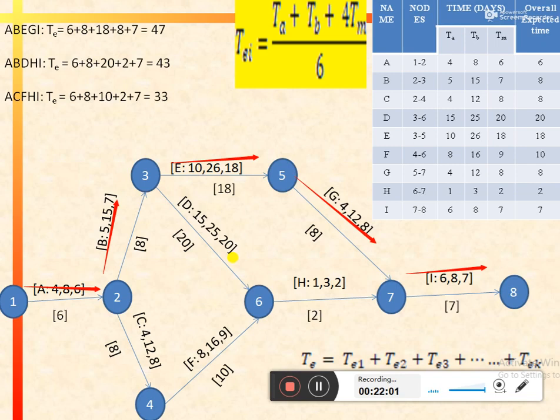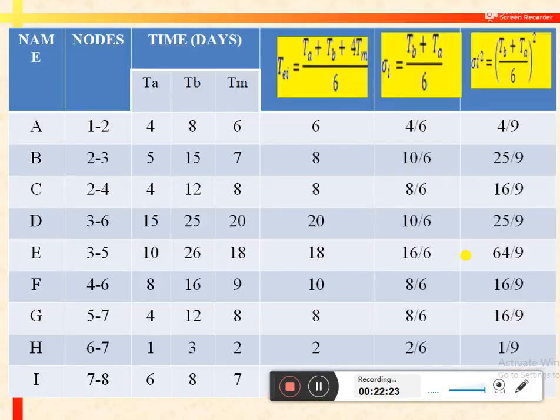So the management would focus on these critical activities and on this critical path, and would try its best to get it completed in the expected time. So in this way we can find the critical path in case of the project evaluation and review technique, or network analysis. In a similar way, we can calculate the standard deviation and the variance for each activity.